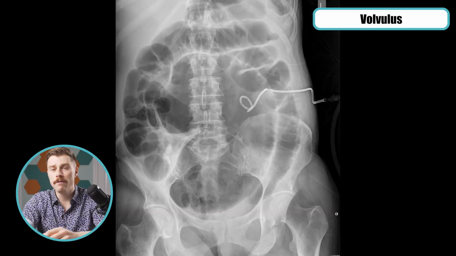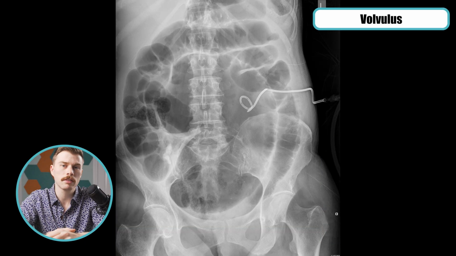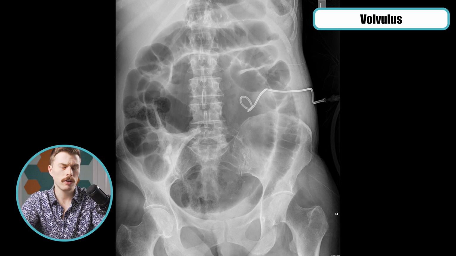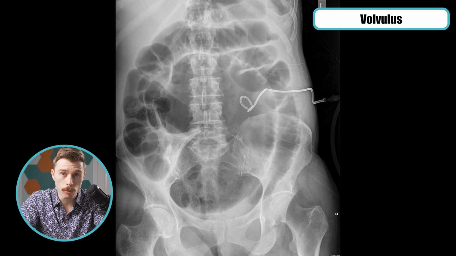Remember, kids, peritonitis is bad. In volvulus, the bowel twists on itself, causing obstruction and possibly vascular compromise. The two main types are sigmoid volvulus, which is the most common, and then cecal volvulus. Sigmoid volvulus typically happens in elderly patients, and cecal volvulus happens in newborns and infants.